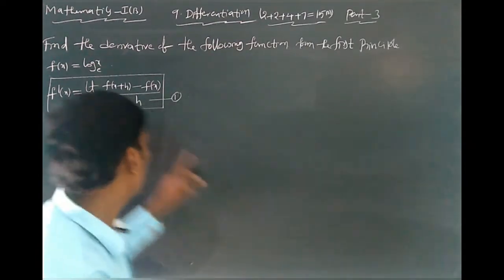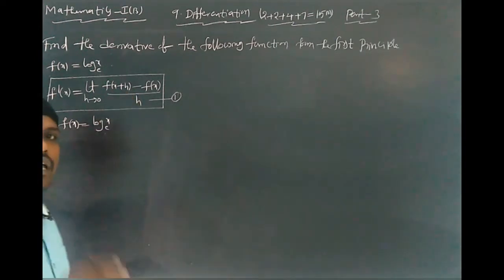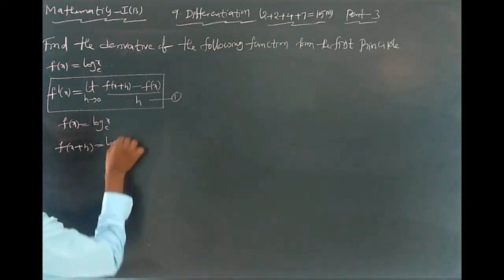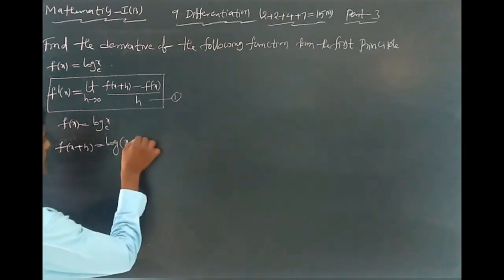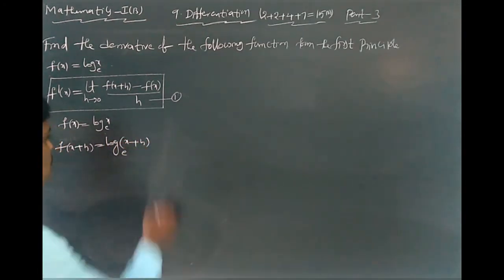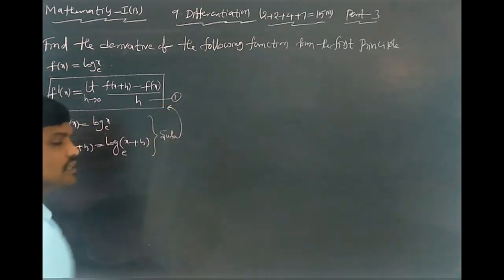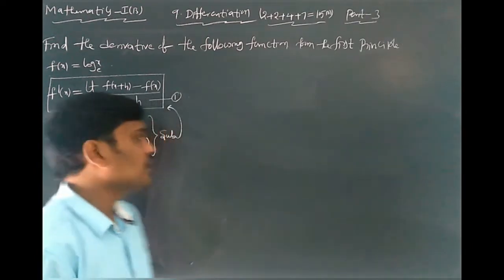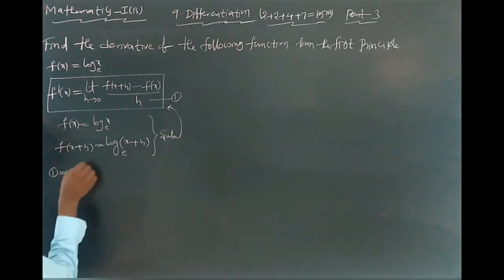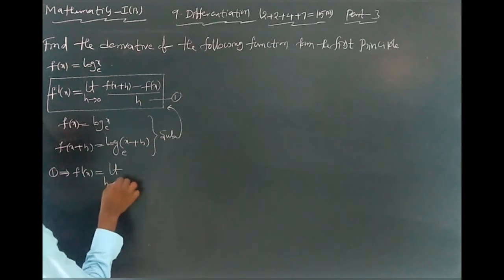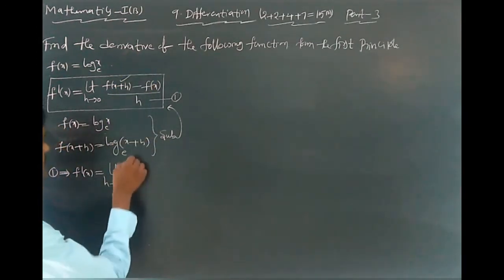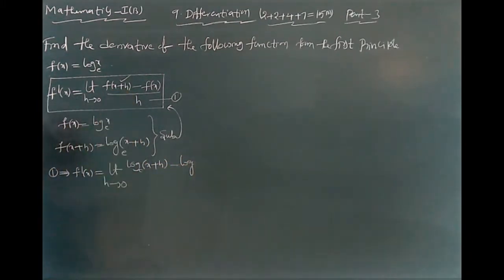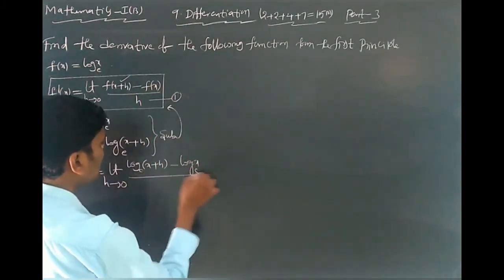After that, you can find f(x+h). f(x+h) is nothing but, in place of x, you write x+h. That's why f(x+h) is equal to log of (x+h) base e. These two values are substituted in equation 1 in place of f(x) and f(x+h). You can write f'(x) = limit h tends to 0 of (log of (x+h) base e minus log x base e) over h.